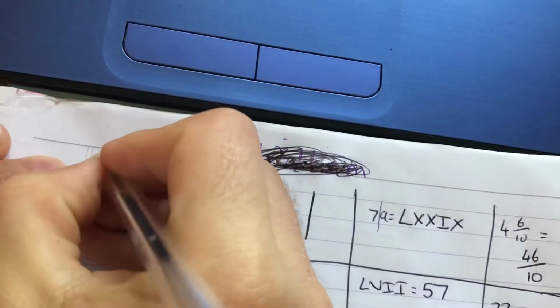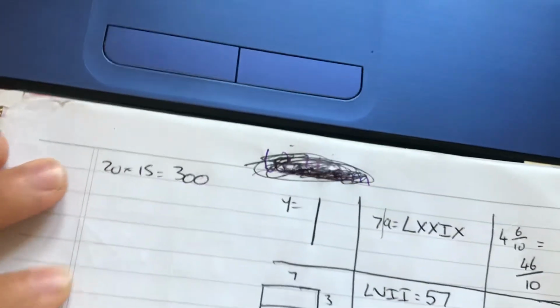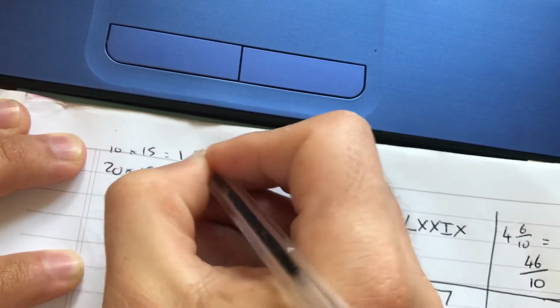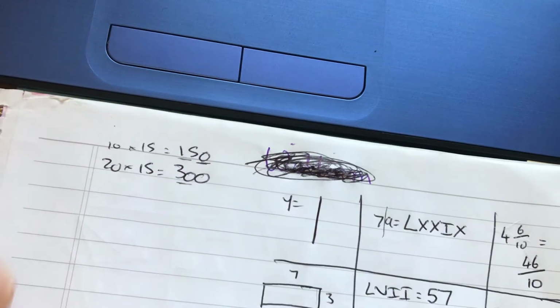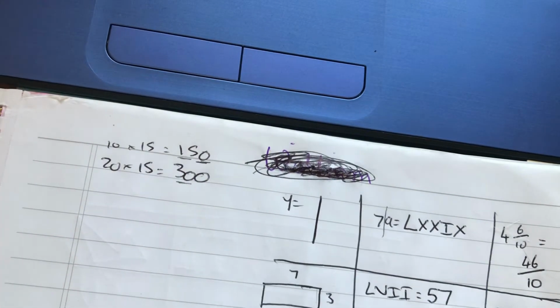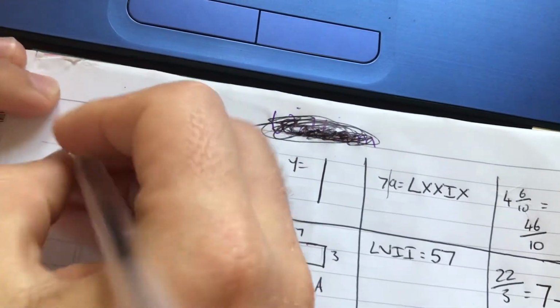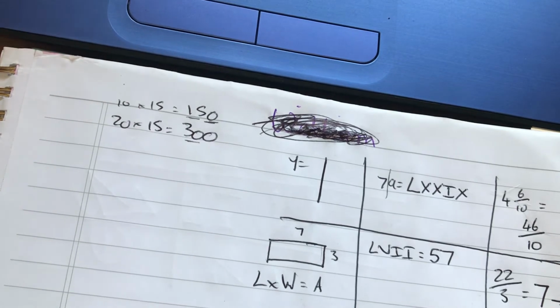Okay? Because 20 times 15 equals 300. Because 10 times 15 equals 150. So I've put the 0 on the end, and then I've doubled 15 to 30. It's these sorts of things we've got to spot quickly for year 5 and 6 now, rather than spending a couple of minutes doing a long multiplication doing 20 times 15.